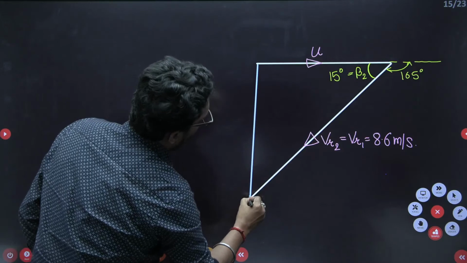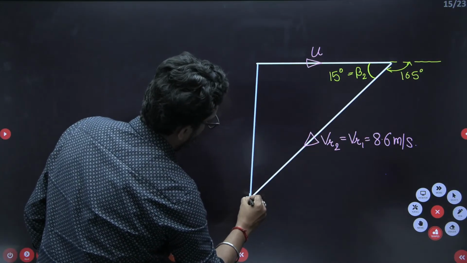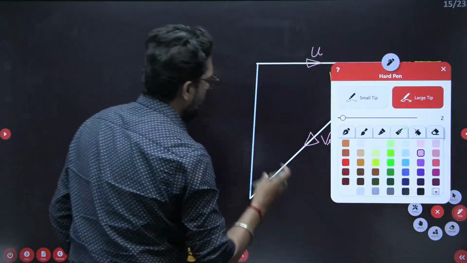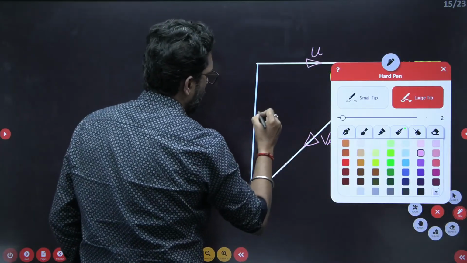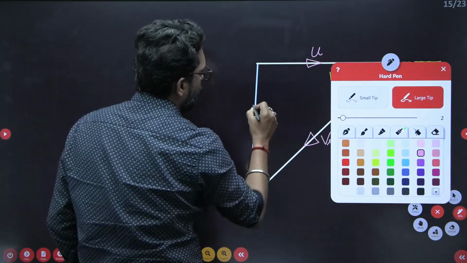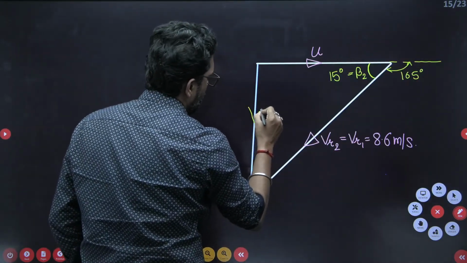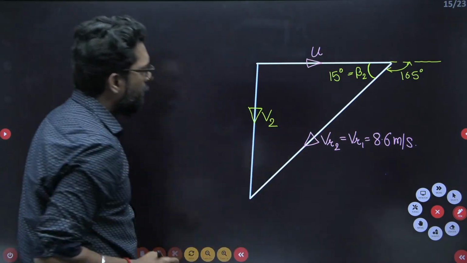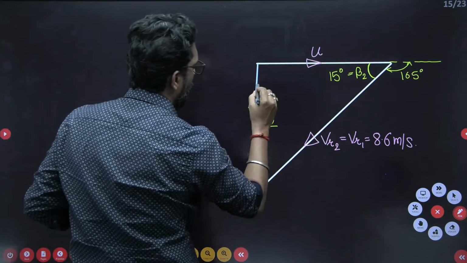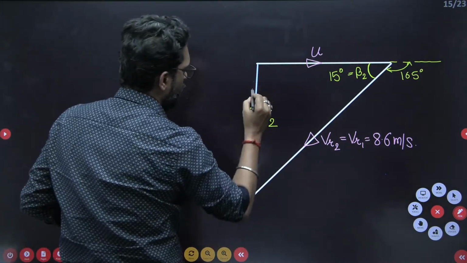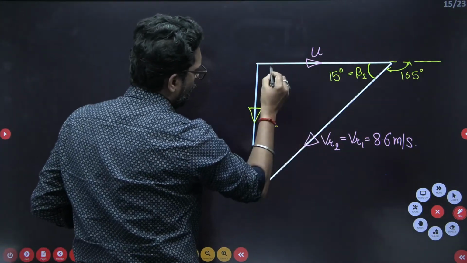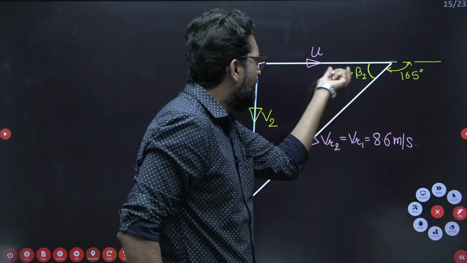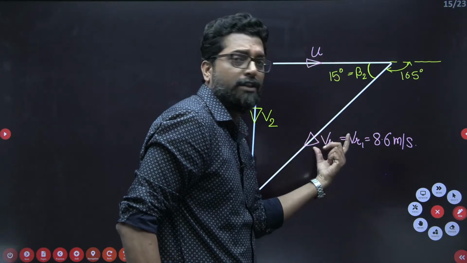This is your velocity, in this sense. This is your V2. Now this V2 has a component. This is your beta. Always remember, the blade angle beta is the angle between the peripheral velocity and the relative velocity.